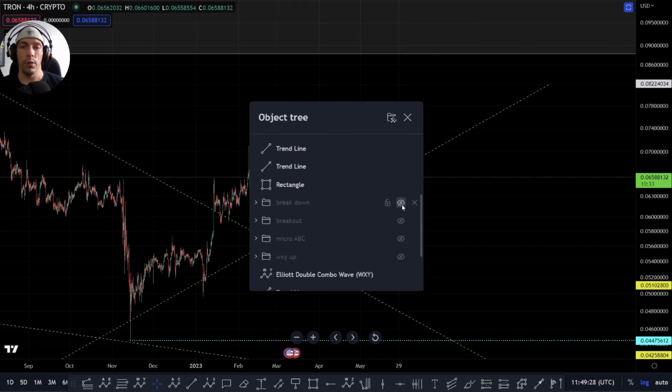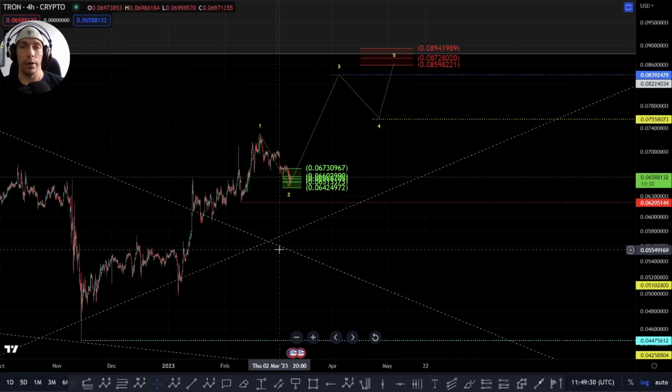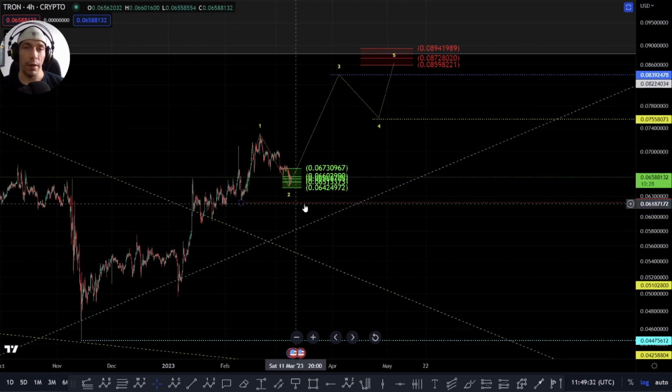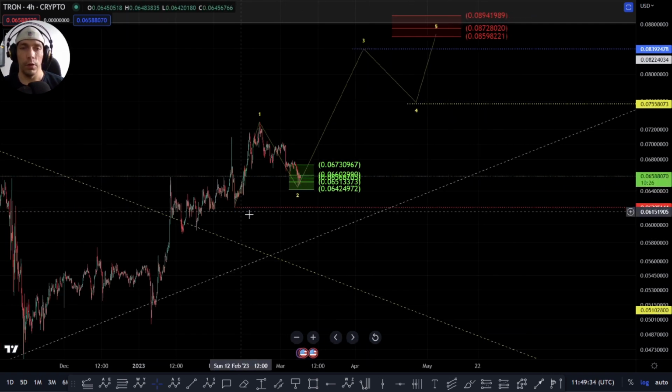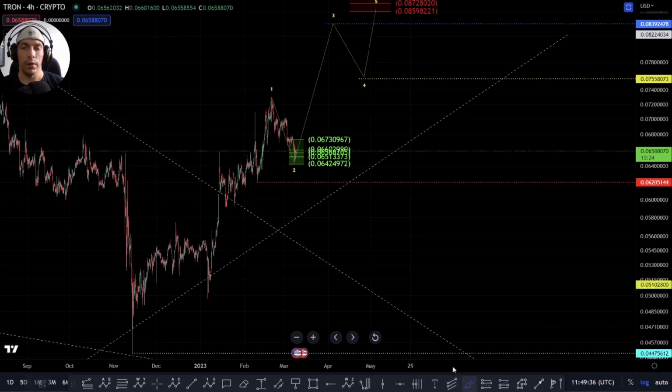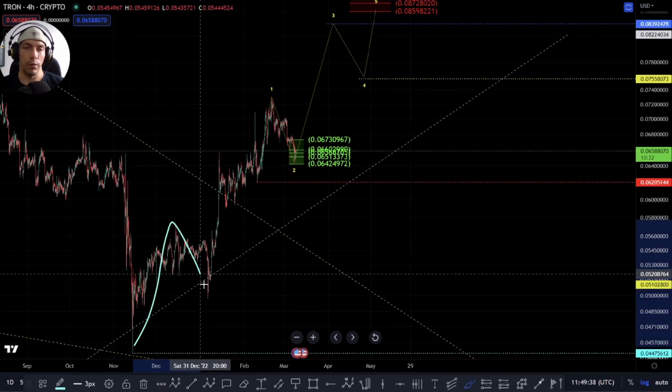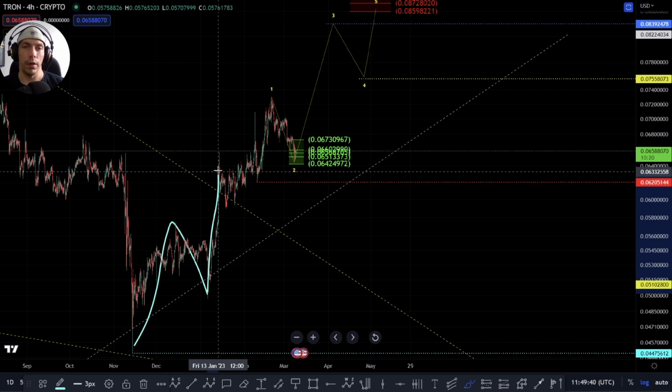There is the potential that we could look to push up here as long as we hold this low. So the reason I'm looking at this is, like I said, potentially we can argue that we've got some five-wave structure in here.